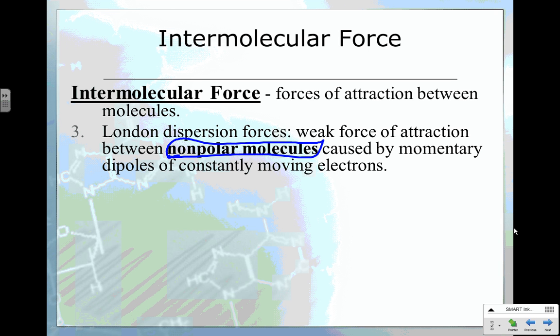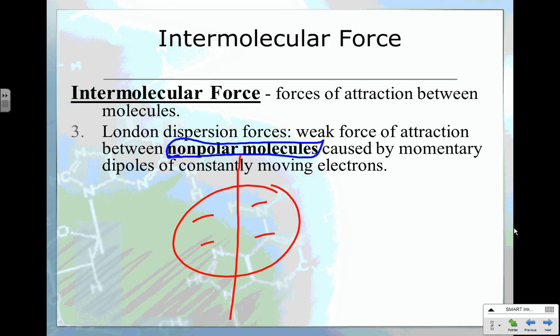Now, it's caused by a momentary dipole caused by the shifting of our constantly moving electrons. Now, the easiest way to see how this can happen is to draw a very simple molecule. So let's picture a molecule we're going to cut in half, and that molecule has 4 electrons in its electron cloud. Now, if it's nonpolar, we're going to get an equal distribution of electrons, and we'd expect most of the time to have 2 electrons on one side of the molecule and 2 electrons on the other, an even distribution of electrons.